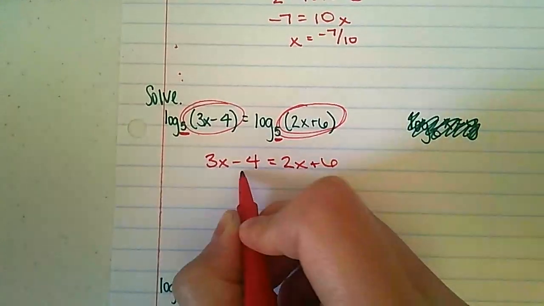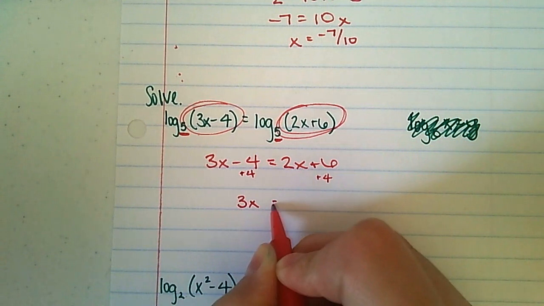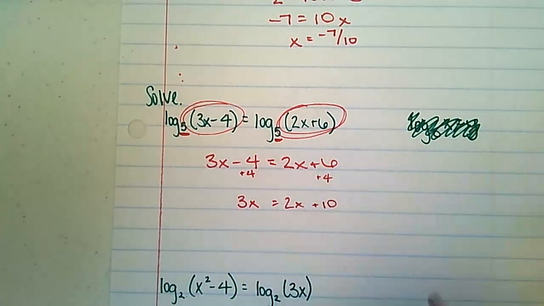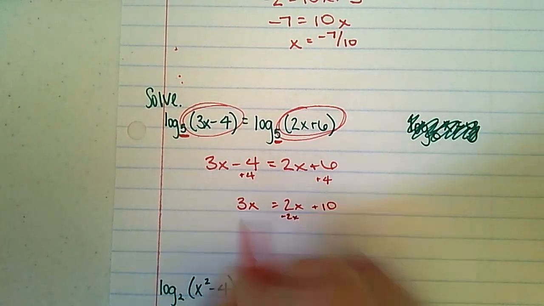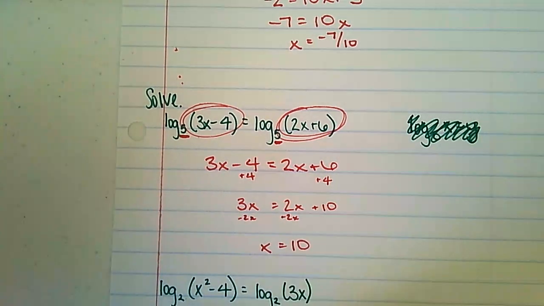Let's see, I'm going to add 4 to both sides. Subtract 2x from both sides. And it looks like I get 10 for a possible solution.